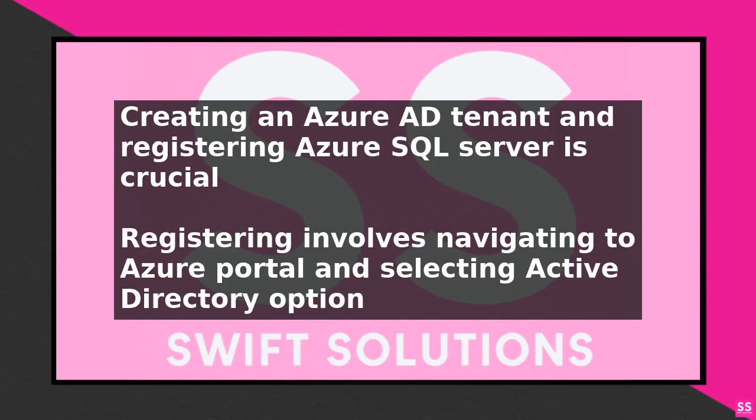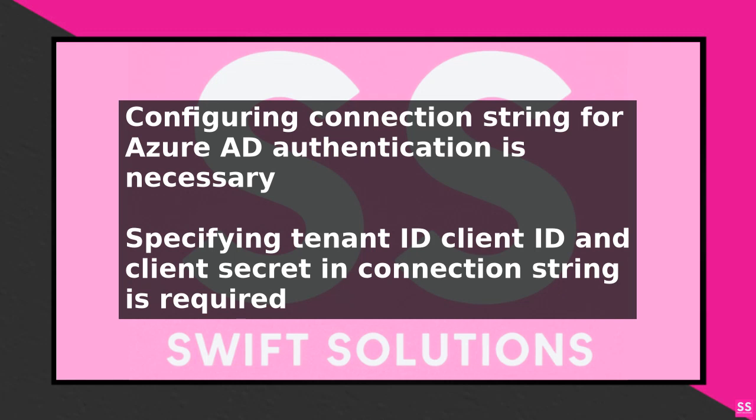Another key step in configuring Azure AD authentication for Azure SQL performance tuning is to configure the connection string for your application to use Azure AD authentication. This involves specifying the Azure AD tenant ID, client ID, and client secret in the connection string. You can obtain the client ID and client secret by registering your application with Azure AD and creating a client secret.